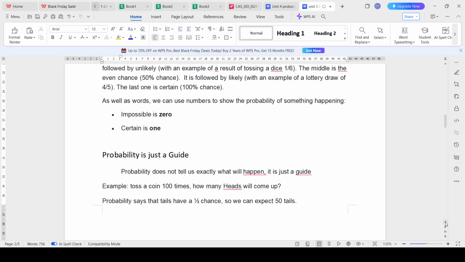Probability is just a guide. Probability does not tell us exactly what will happen. It is just a guide. Example, toss a coin 100 times. How many heads will come up?